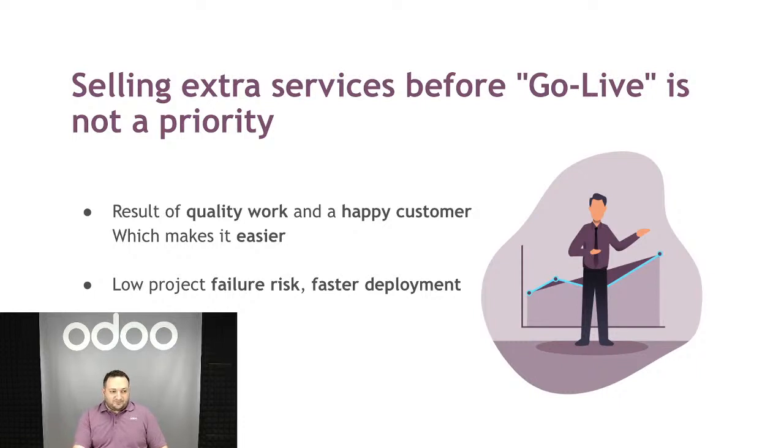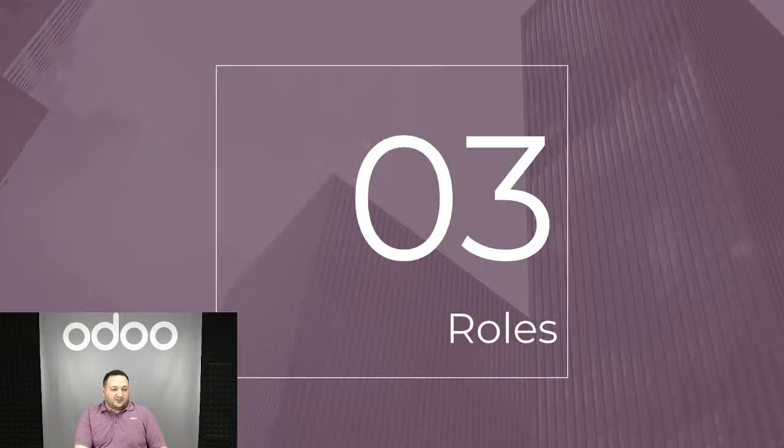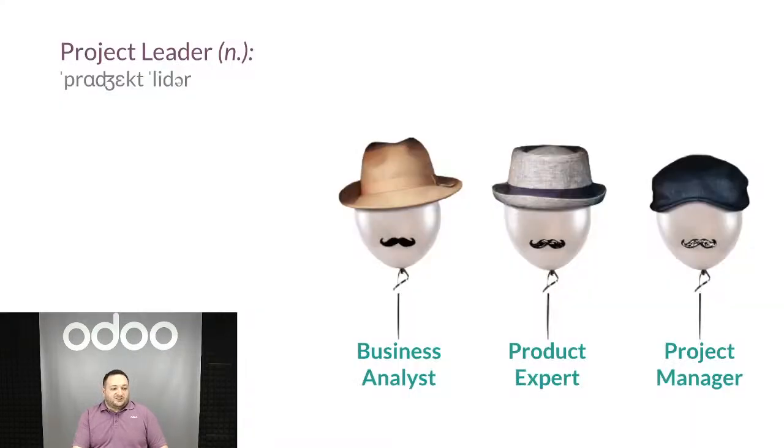Now let's talk about roles. A project leader is someone who is responsible for the implementation. It could be a business analyst doing a project by themselves. They could consult with a product expert, and they could have a project manager. On larger projects, we would have a project manager and a BA or a functional consultant. And on even larger projects, we'll have a team, so we'll have a project director that manages the team, and then we have team members.